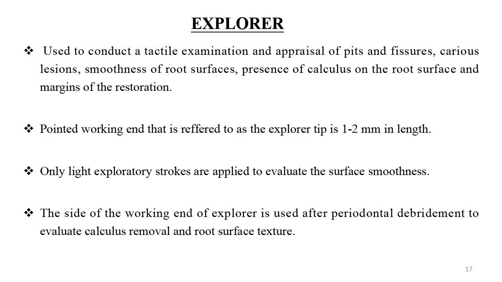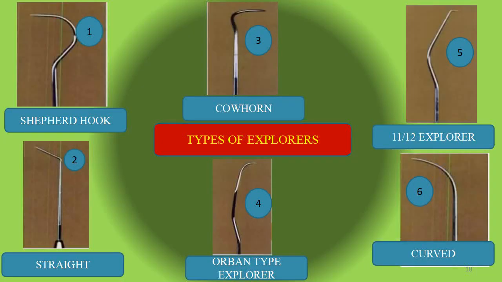The side of the working end of the explorer is used after periodontal debridement to evaluate calculus removal and root surface texture. Types of explorers: shepherd's hook, Orban type explorer straight, Orban type explorer curved, Pigtail, Cowhorn, 11 to 12 explorer. Cotton tweezer.